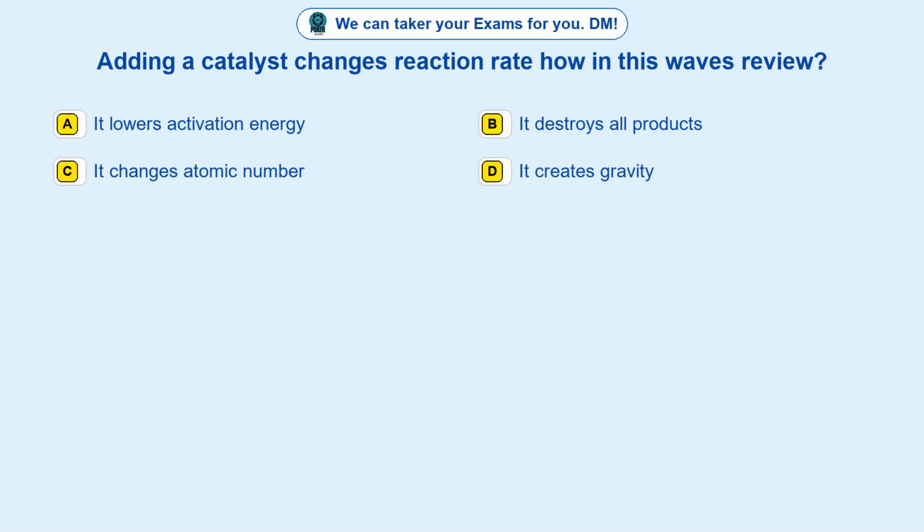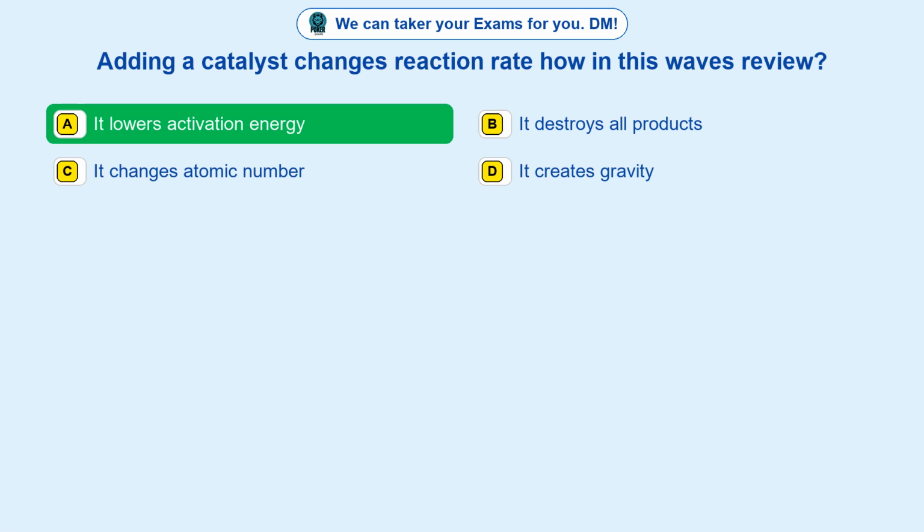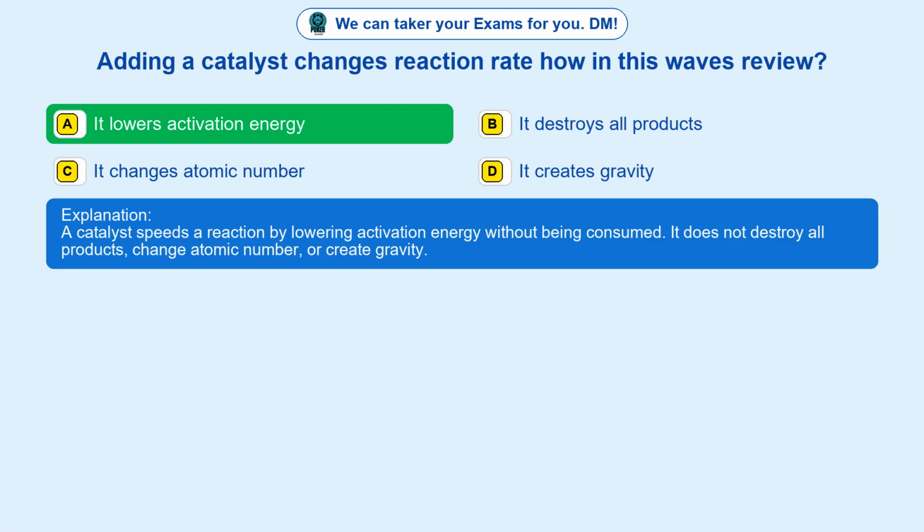Question 37. Adding a catalyst changes reaction rate how in this waves review? Option A. It lowers activation energy. Option B. It destroys all products. Option C. It changes atomic number. Option D. It creates gravity. The correct answer is option A. It lowers activation energy. A catalyst speeds a reaction by lowering activation energy without being consumed. It does not destroy all products, change atomic number, or create gravity.